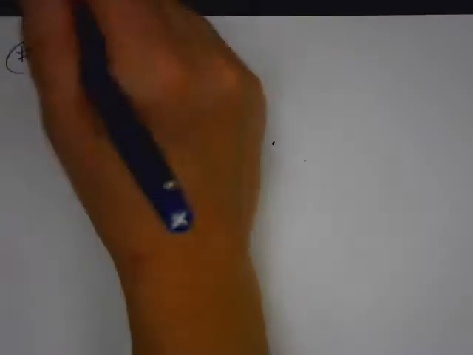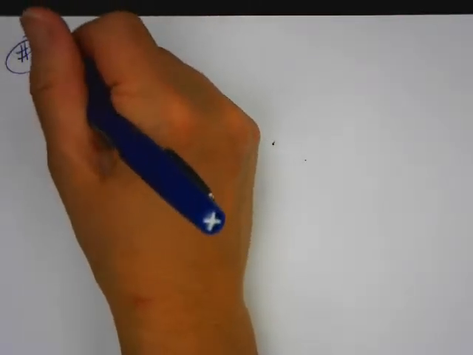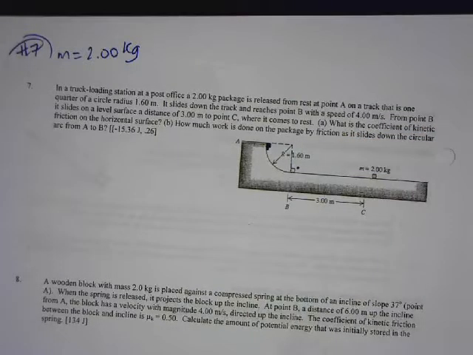It slides down the track and reaches B with a speed of 4. From point B, it slides 3 meters to point C where it comes to rest. What is the coefficient of kinetic friction? So I want to find mu on the horizontal surface, and how much work is done on the package by friction as it slides down the circular ramp. I know the mass is 2 kilograms, and I'm going to use conservation of energy. The height above the ground is 1.6, because that's the radius of the circle, as I show in the picture.